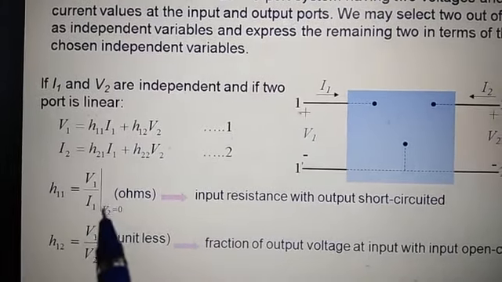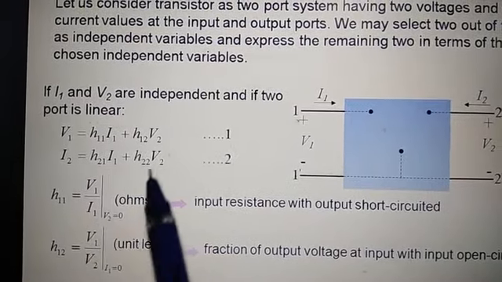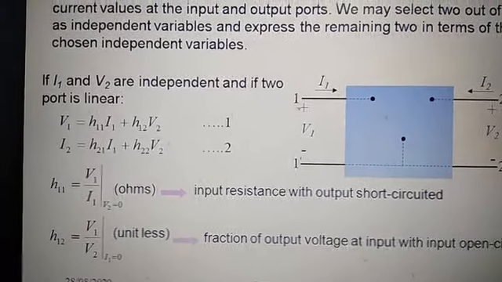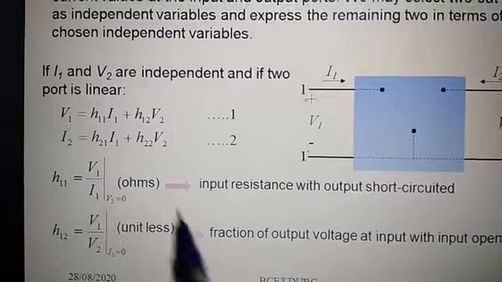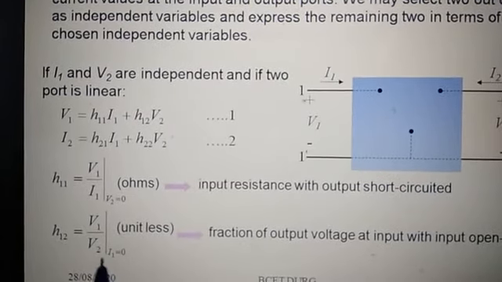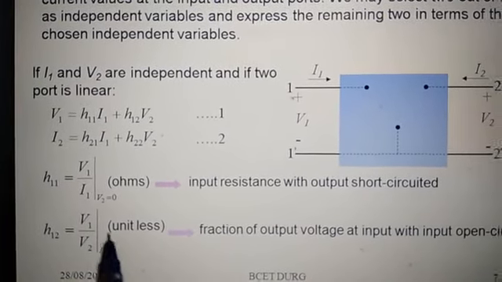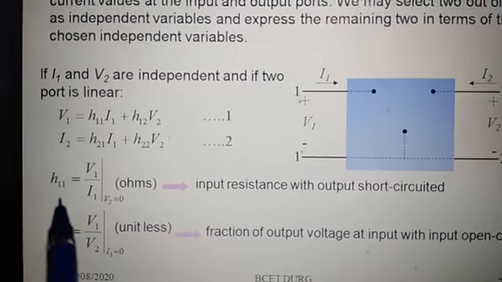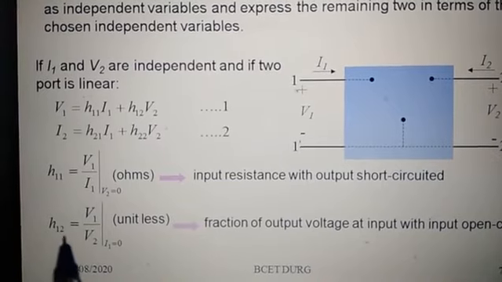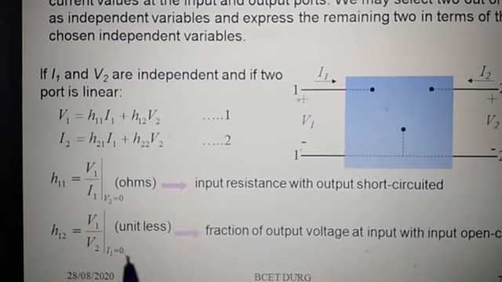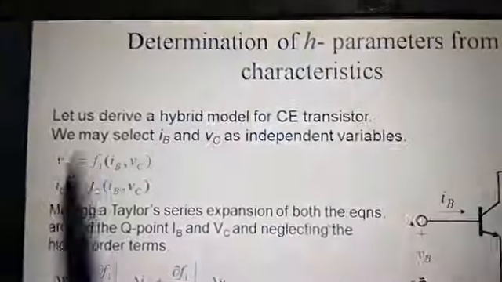where H11 is V1 by I1, that is the input port. V1 and I1 both are at the input port when V2 is equal to 0, that is, output shorted. And H12 is V1 by V2, that is the reverse voltage gain when input is open. So H11 is nothing but HI, the input impedance when output is shorted, and H12 is the reverse voltage gain when input is open. And the third one is H21.